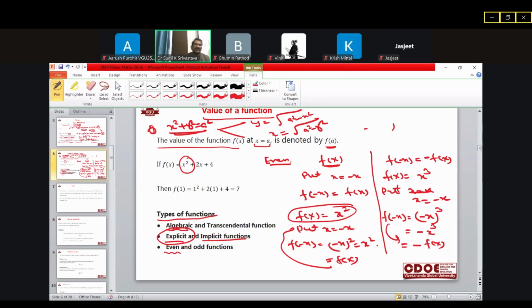So if on putting x is equal to minus x in the given function the expression remains the same, that function is known as an even function. And on replacing x with minus x, if the function has the same value but with the opposite sign, then the function is said to be an odd function. So this is the summary and these are the definitions related to the types of functions. What is the meaning of algebraic? What is the meaning of transcendental? What is the meaning of explicit function? What is the meaning of implicit function? What is the meaning of even function? And what is the concept of odd functions? I think you have to understand this.